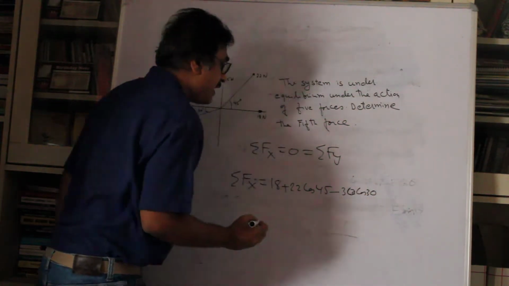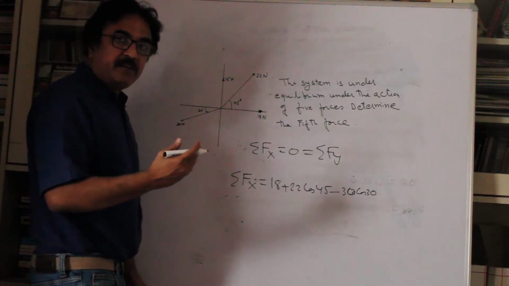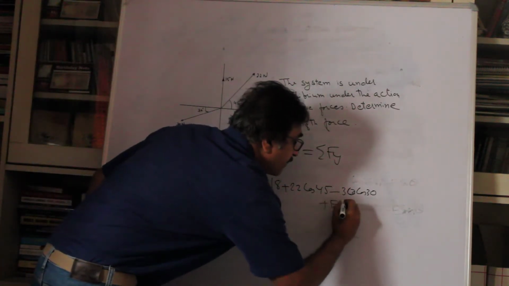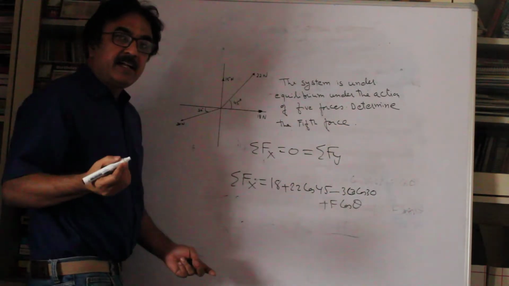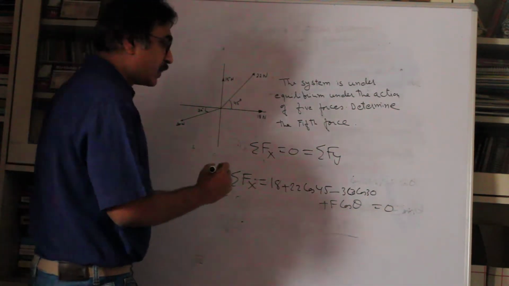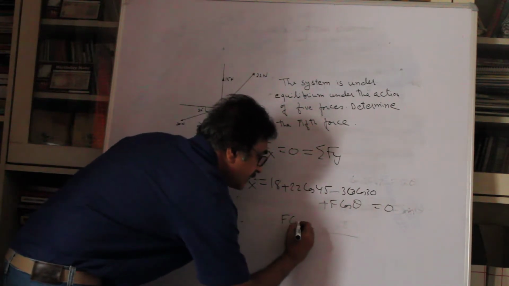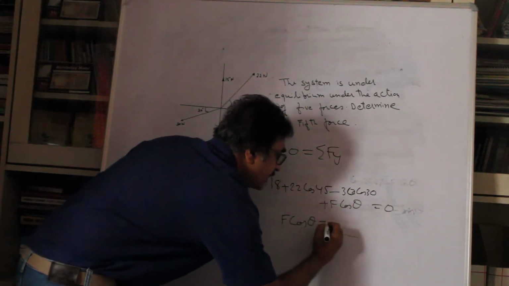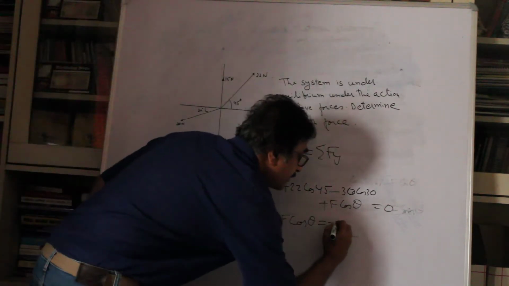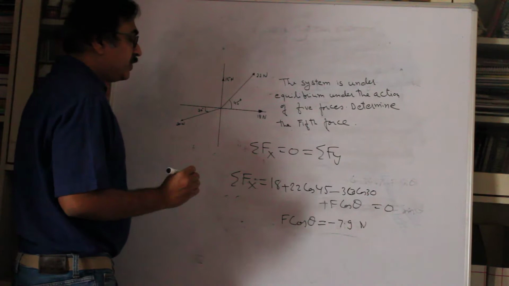cos 30, and you will have an unknown force. Let's call it F, and that force we don't know the value, so we can say it is resolved horizontally, so it is, let's say, plus F cos theta, and F and theta are to be determined, and this is equal to 0, right? So when you calculate this, you will get F cos theta is equal to minus 7.9, right? Around this, minus 7.9 Newton.